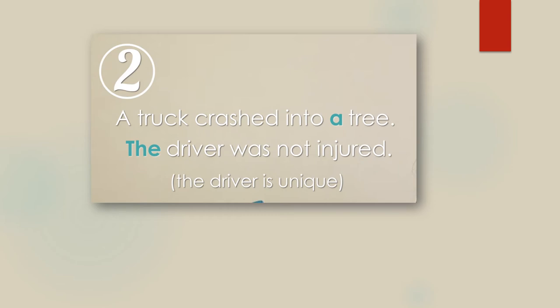Now let's look at another example, the same example that I gave in the introduction. When you introduce something, you have to use a or an, and then onwards you have to use the. A truck crashed into a tree. We know it's using a truck. We know there is only one truck, and obviously there is only one driver. So in the next sentence, the driver was not injured. Why is the driver unique here? Because it's only one. We are only talking about the driver of the truck that crashed into a tree. That is the reason the driver became unique.